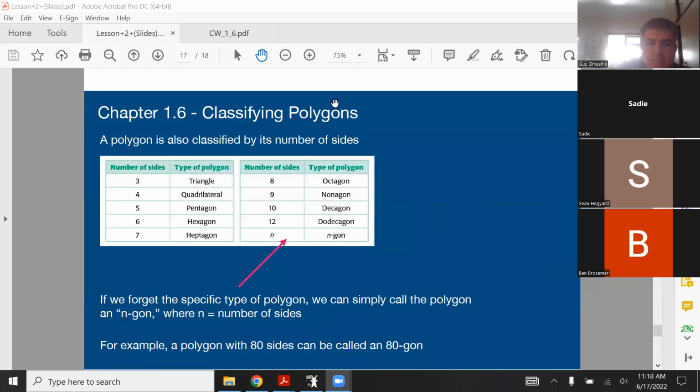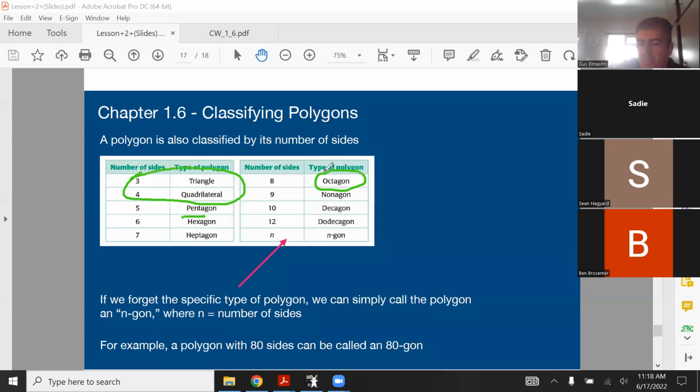Just so you know, 3 sides is a triangle, 4 sides quadrilateral, 5 sides pentagon, 6 sides hexagon, 7 sides heptagon, octagon, nonagon, decagon. You don't really have to memorize these. Obviously know the first two, that's kind of important. Hopefully you know pentagon, since our Defense Department is housed in the Pentagon.